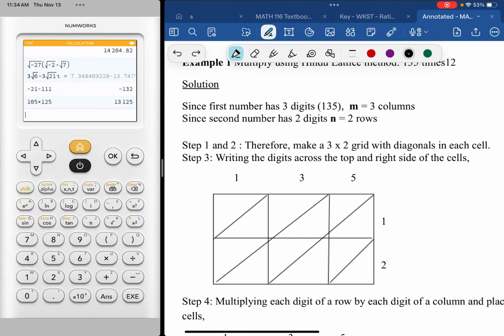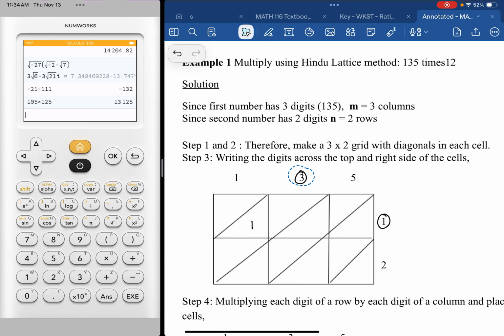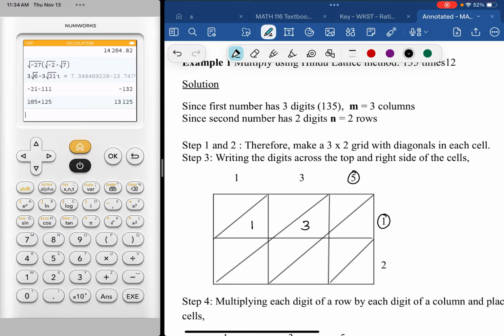But the bottom triangle is what you would get when you multiply each value on top by each value on the side. So 1 times 1 will give you a 1. Then 1 times 3 gets you a 3. And then 5 times 1, which would give you a 5. So 1 times 1, 3 times 1, 5 times 1.